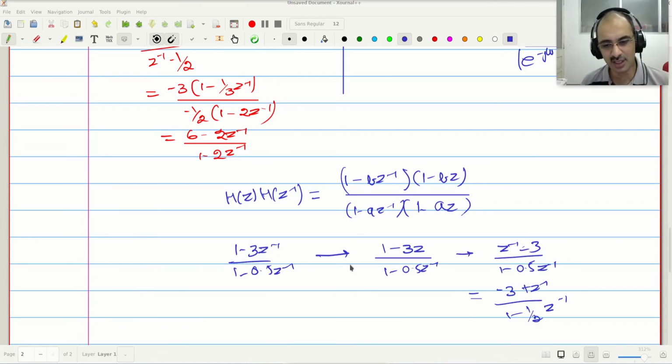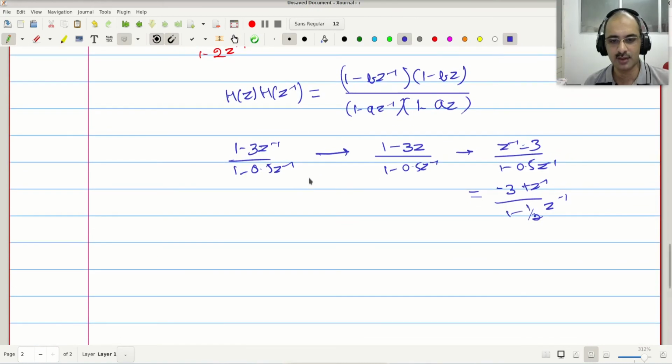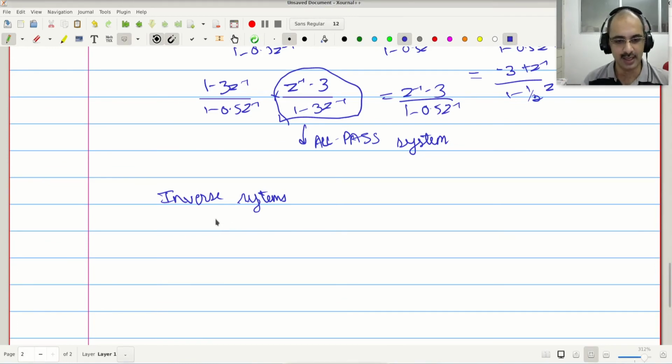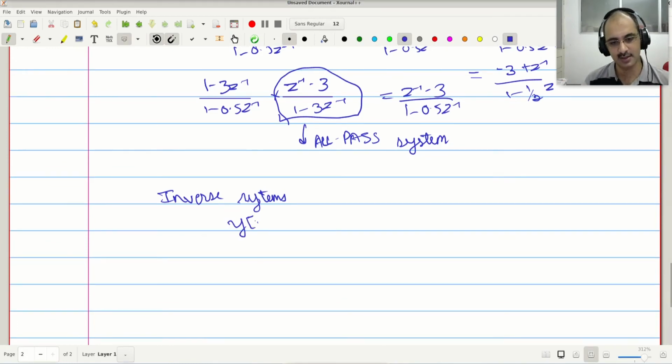What is the transformation you're doing for going from here to here? That is, if you want 1 minus 3 Z inverse by 1 minus 0.5 Z inverse. Now if you consider a system LCCDE like this, y[n] is equal to x[n] minus 0.2 x[n minus 1]. This is a simple LCCDE. And let's say that you have access to y[n] and you want x[n] back.